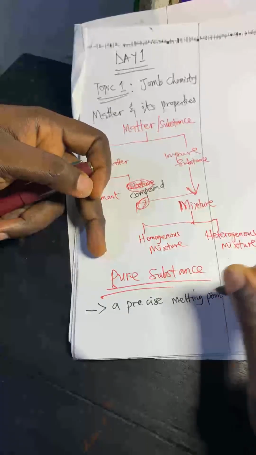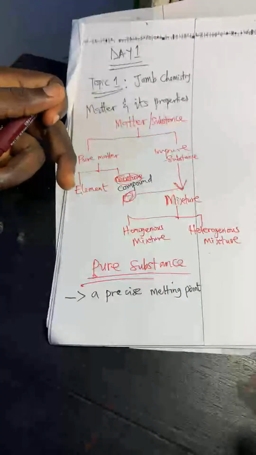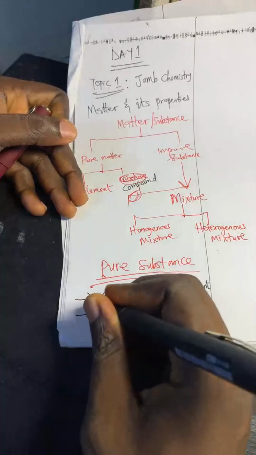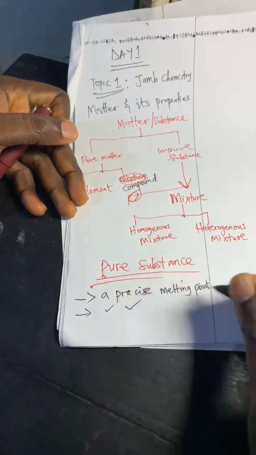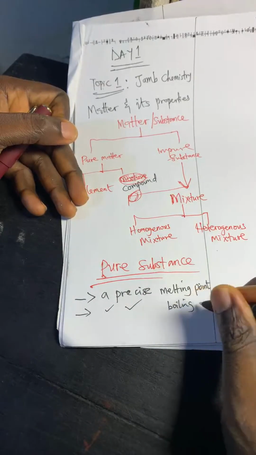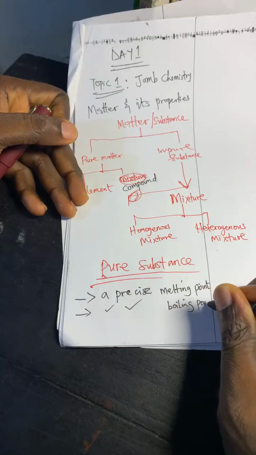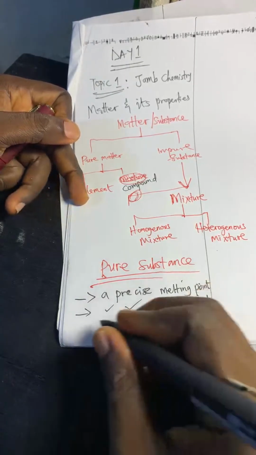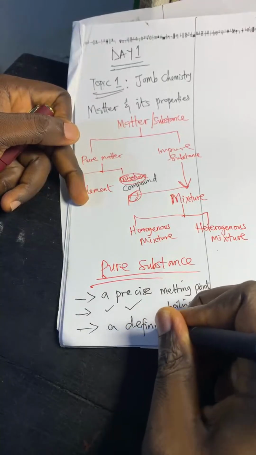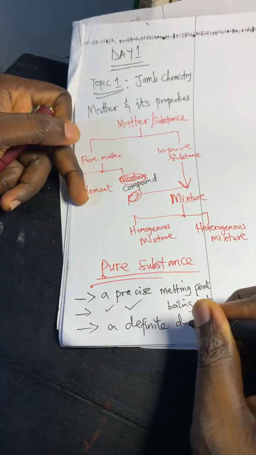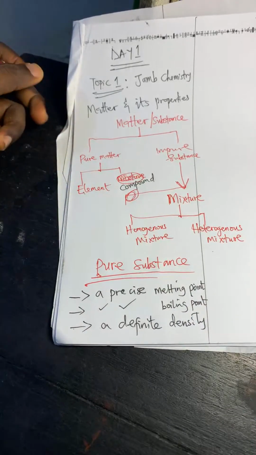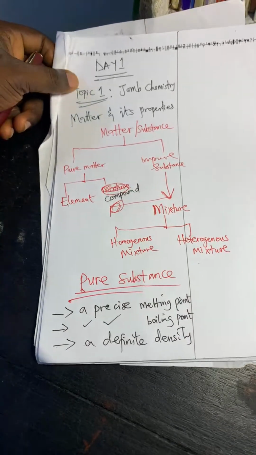Yeah, precise melting point. That is one of the characteristics of a pure substance. Which other one do we have here? A pure substance must have a precise boiling point, and it must also have a definite density. Definite density. Yeah. All these are the basic things that you need to note about pure substance.